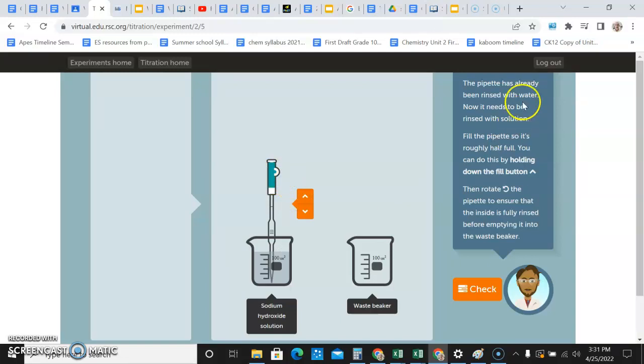what are we doing? The pipette has already been rinsed. Now it needs to be rinsed with water. Now it needs to be rinsed with solution. Okay. So we got to fill it. Is this working? Okay, it is.